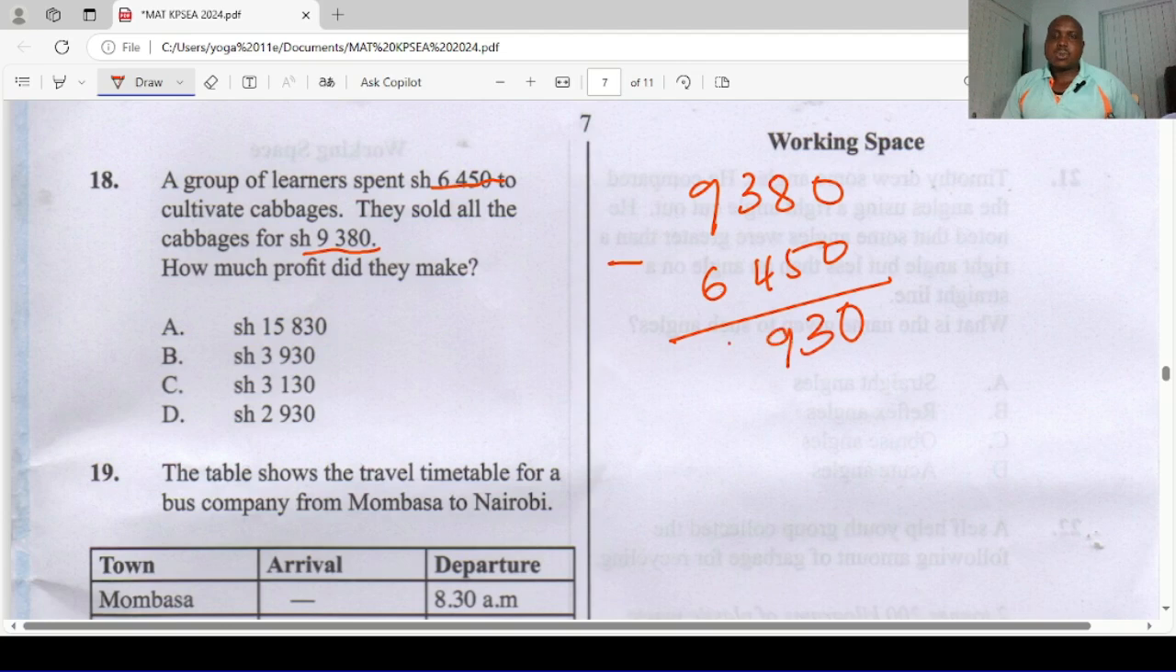We borrowed 1 here. So 5, this is 13. We borrow 1 here to make it 13. 13 minus 4 is 9. Here we remain with 8. 8 minus 6, 2.